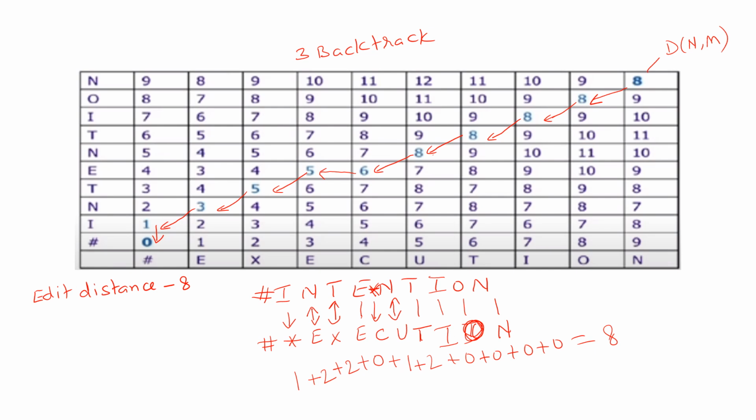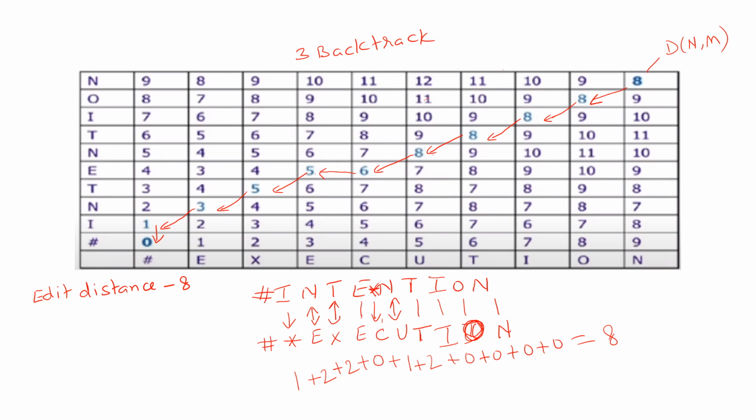So I know by this, if we are going downwards, that means that's a deletion. If I'm going leftward, that means that's an insertion. And if I'm going diagonally and the cost is changed by 2, that is a substitution. If there's no change in cost, that means there is no operation performed. The character is copied as it is.